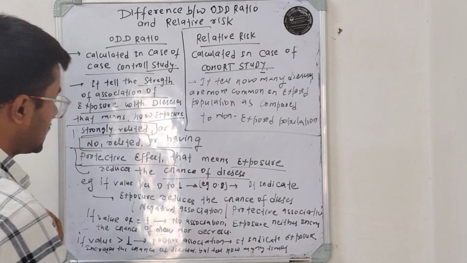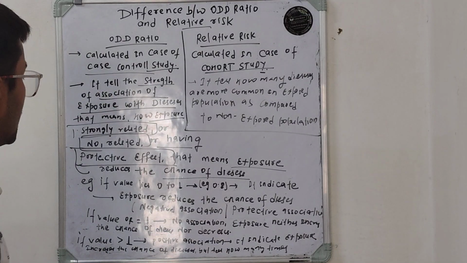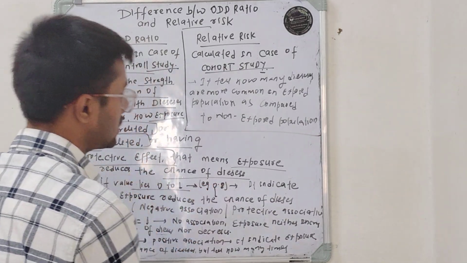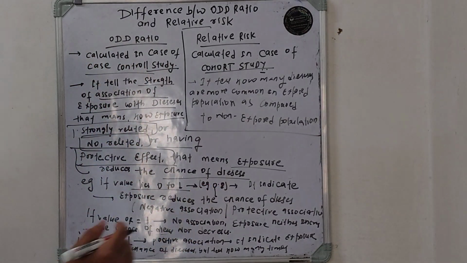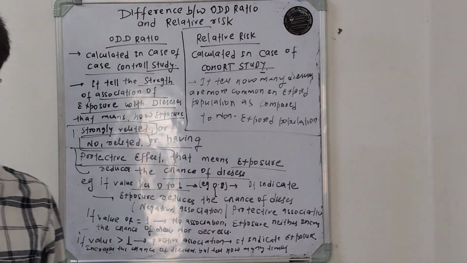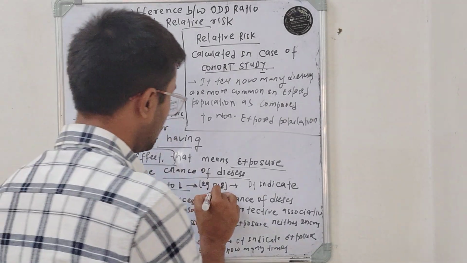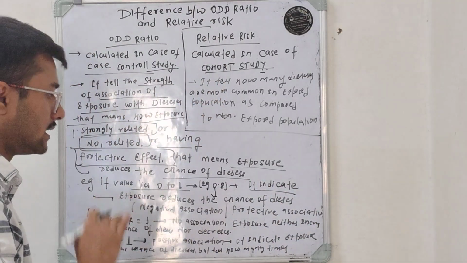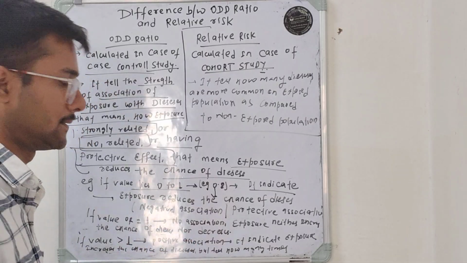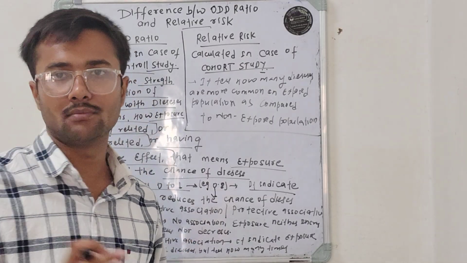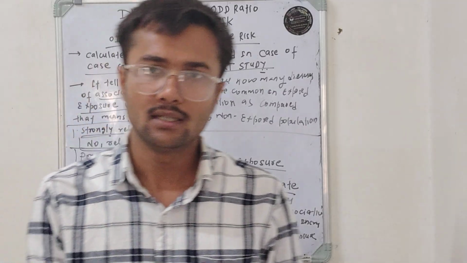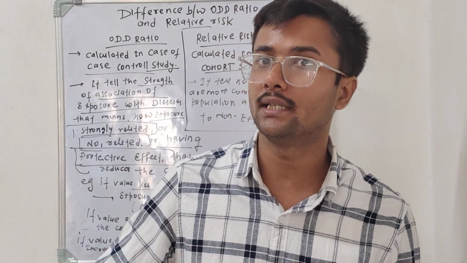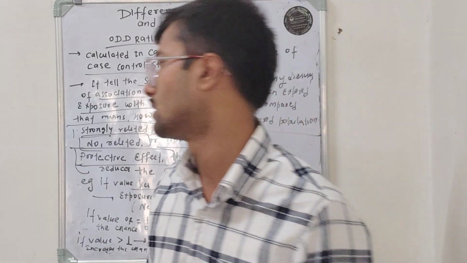We try to understand by taking some values. If the value lies between 0 to 1, for example, if the value comes around 0.8, it indicates that the exposure reduces the chance of disease. If the value lies between 0 to 1, it says that there is a beneficial effect of exposure on disease. They do not promote the disease, they basically decrease the disease.